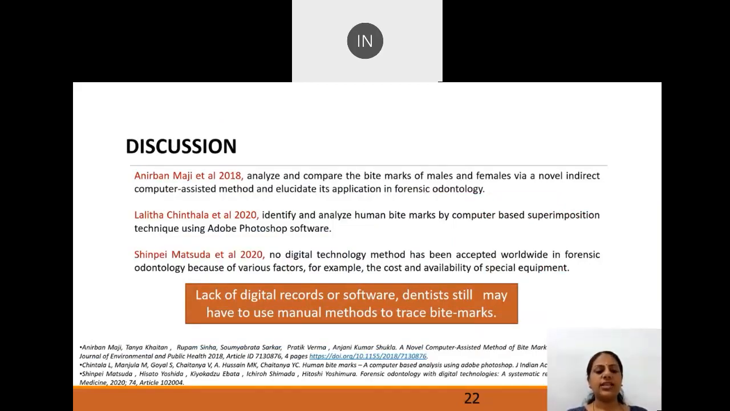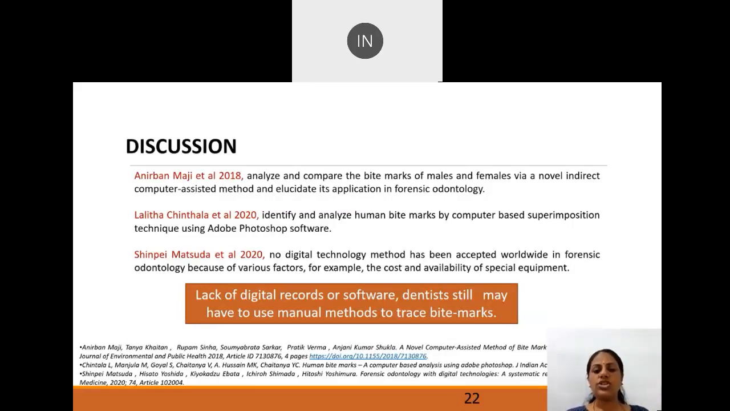Then when we look at the digital studies, Anirban Maji et al. in 2018 analyzed and compared the bite marks of males and females using the computer-assisted method. And Lalita et al. had also identified and analyzed the bite marks using the computer-based superimposition technique, that is Adobe Photoshop. And Shinpai Matsuda et al.